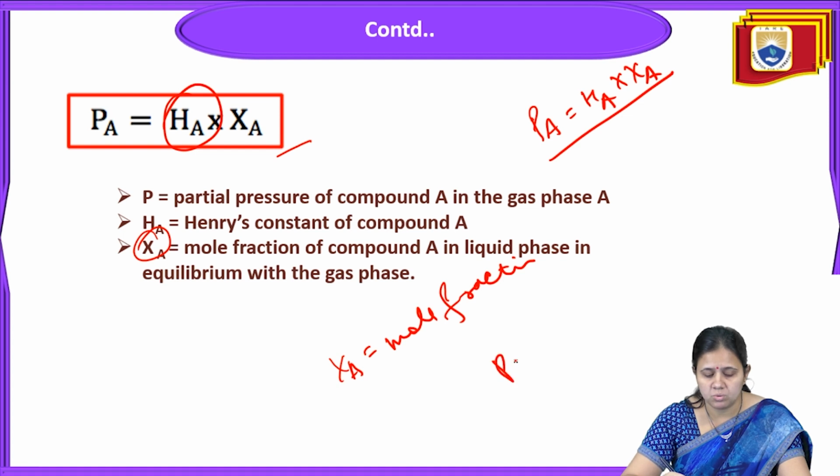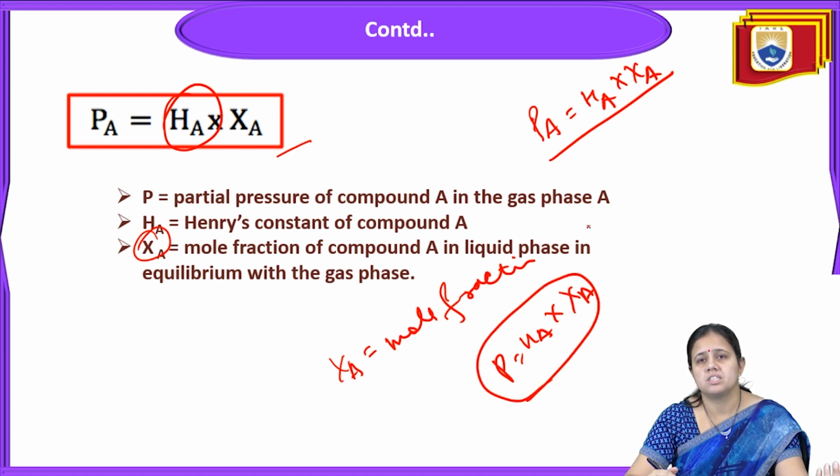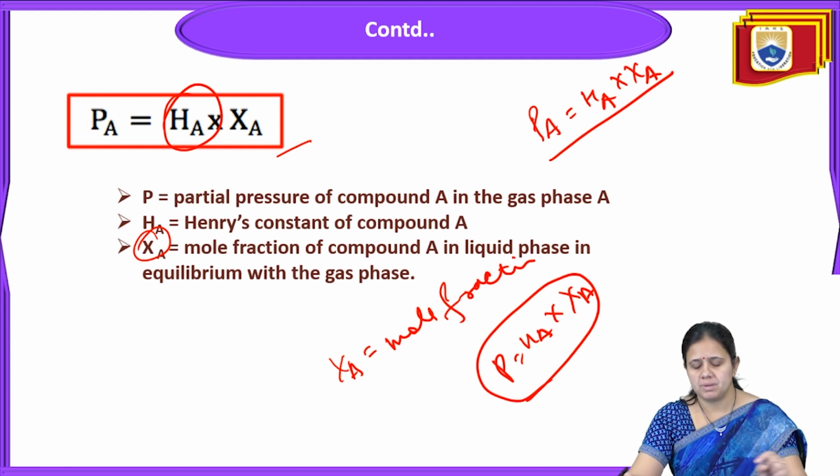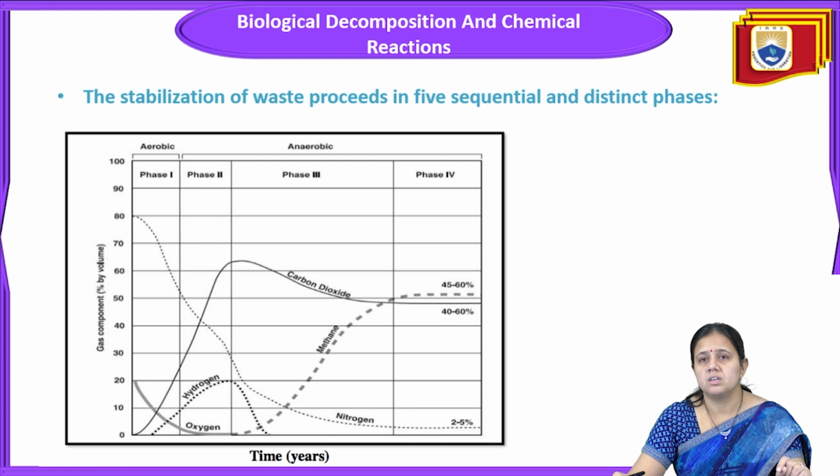So Pa equals Ha into Xa, the Henry's law constant. Henry's law states that the amount of gas dissolved in the liquid is directly proportional to the pressure put on the liquid. Pa is the partial pressure of compound A in the gas phase, Ha is the Henry constant of compound A, and Xa is the mole fraction of compound A in the liquid phase in equilibrium with the gas phase. Now we'll discuss biological decomposition and chemical reaction.